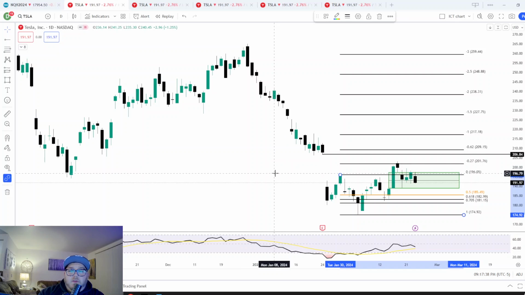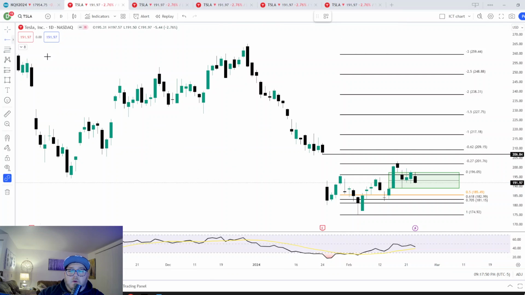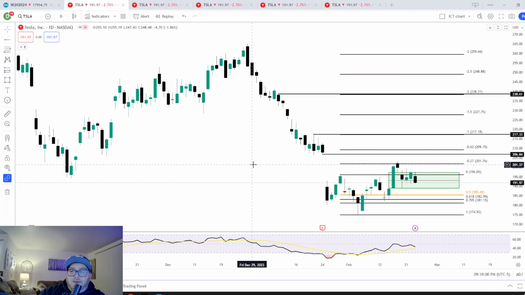And as you can see on the daily chart, a couple of things we want to highlight is this swing low and this previous high here, using a standard deviation on our Fibonacci tool. What we're looking to target is between the 1 and the 2 standard deviations. So there's your 1, there's your 2. That brings us somewhere between 217.18 and 238.31. That's our ultimate target on the way up.